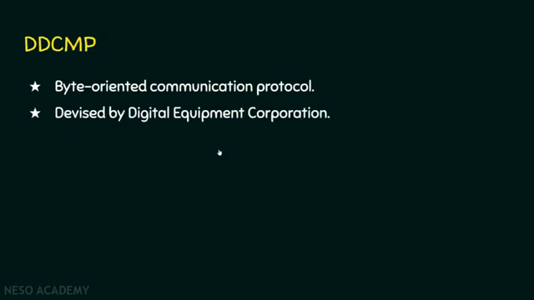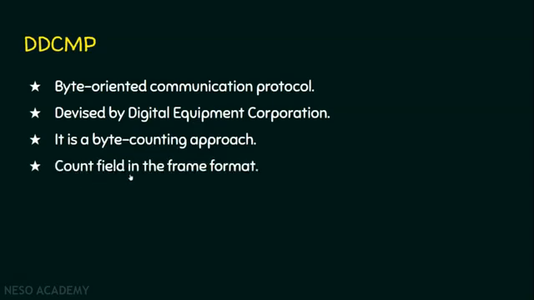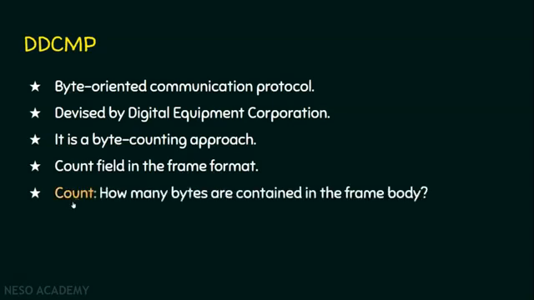Though DDCMP is a byte-oriented communications protocol like BiSync or PPP, it is somewhat different. In what way is it different? Because it is using a byte counting approach. Let's see what this counting is. There is a count field which is introduced in the frame format, and this count field says how many bytes are contained in the frame body. It seems to be a good idea to include the number of bytes in the frame body. But unfortunately, there is a very big drawback with this count field. Let's see the drawback in today's lecture.